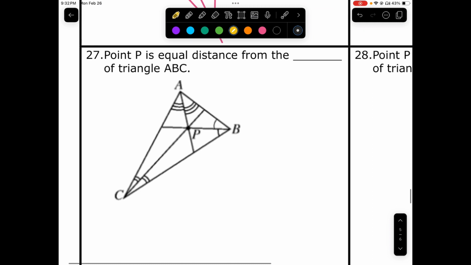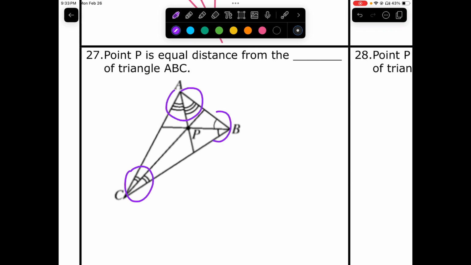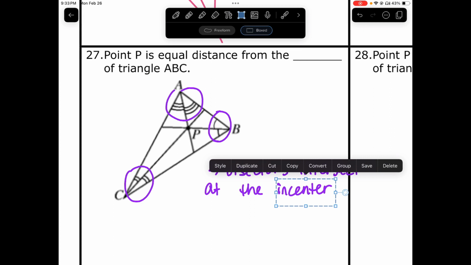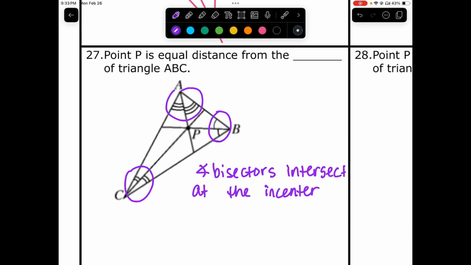27. Point P is equal distance from the blank of triangle ABC. So point P, let's identify what kind of point it is, and then we'll take it from there. So these are all angle bisectors. I'm walking you through my process. Angle bisectors intersect at the in-center. My handwriting isn't great. Stay with me though. I promise we're going somewhere with this. All right, so that means P is the in-center.